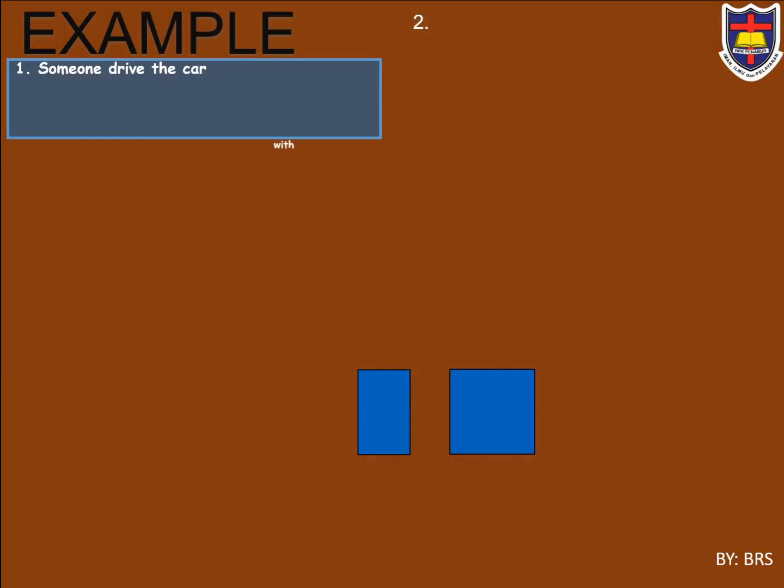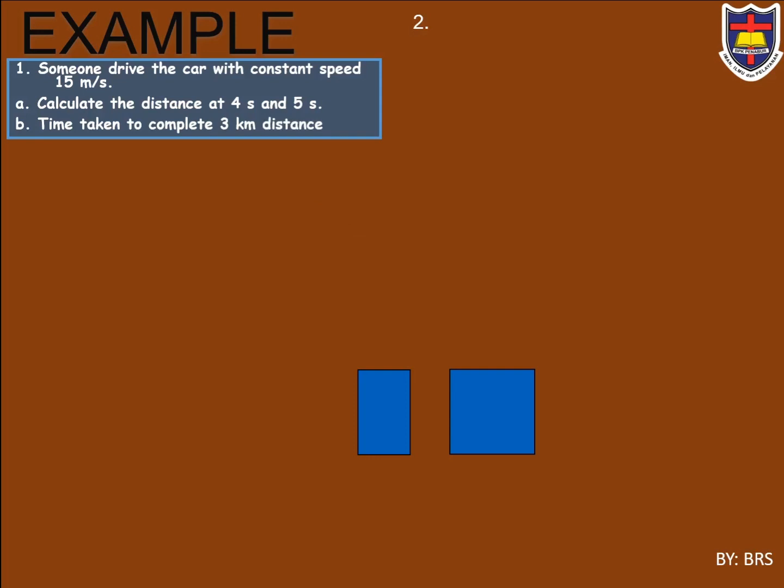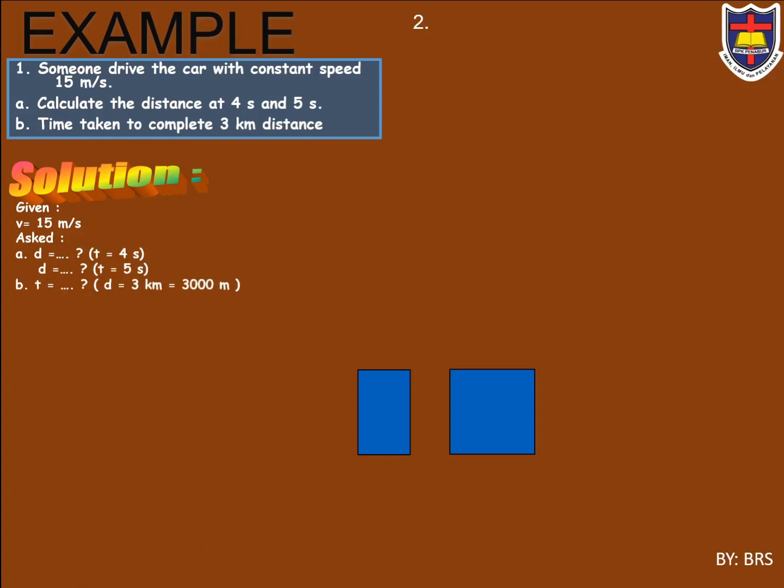Example 1. Someone drives a car with constant speed 15 meters per second. A. Calculate the distance at 4 seconds and 5 seconds. B. Time taken to complete 3 km distance. The solution. Given v equals 15 meters per second, asked A: distance when the time is 4 seconds and distance when the time is 5 seconds. B: time when the distance is 3 km, or 3000 meters.